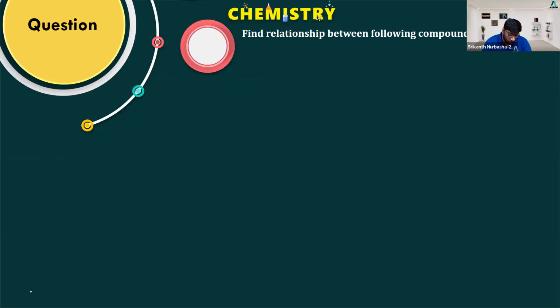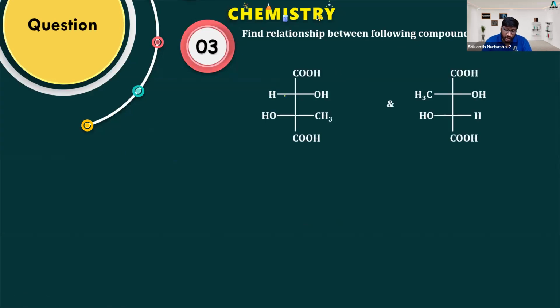Find the relationship between the following compounds. What are these? Find the relationship between the following compounds. These are the two compounds given to you. What is the relation between them? What you have to do? Just to figure out the configuration. Yes or no?